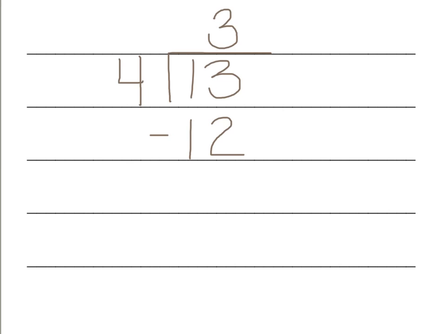Okay, we'll say you went out to the store and bought 13 donuts, a baker's dozen. And you had 4 friends coming over to visit. So you would have 4 goes into 13 approximately how many times? Your answer would be 3. Hopefully you got that with no problem. 4 times 3 is 12. 13 minus 12 is 1.